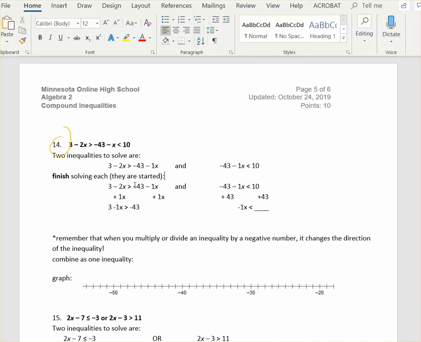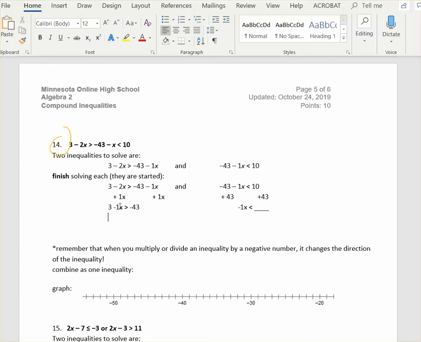All right, so I started them already. I started the one on the left by adding one x to both sides to get my x's together. Because I had an x on the right and the left, I have to combine those on the same side. So I'm going to add 1x to both sides. Negative 2x plus 1x is negative 1x. So I have 3 minus 1x is greater than negative 43. Let's finish solving this one before we look at the other one.